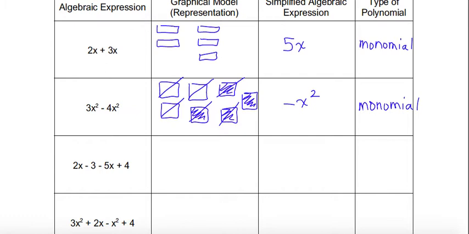My next algebraic expression is 2x minus 3 minus 5x plus 4. So I'm going to start by drawing my two x's, so two rectangles. Those are positive. Then I have negative 3, so I'm drawing 3 small squares that are shaded in because they're negative. I have negative 5x, so I'm drawing 5 rectangles shaded in.